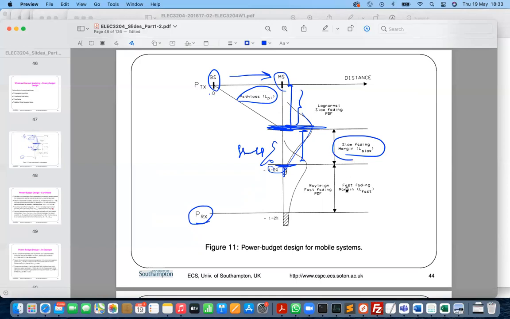And then the third level is fast fading. How do we model fast fading? We model it by Rician fading or Rayleigh fading, depending on whether there is a line of sight or there is no line of sight.